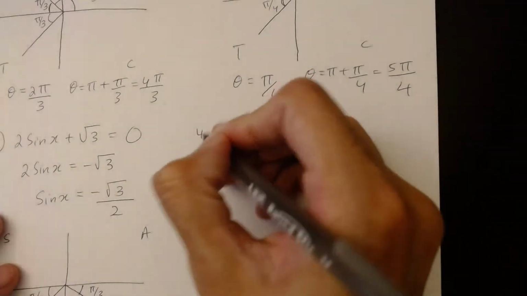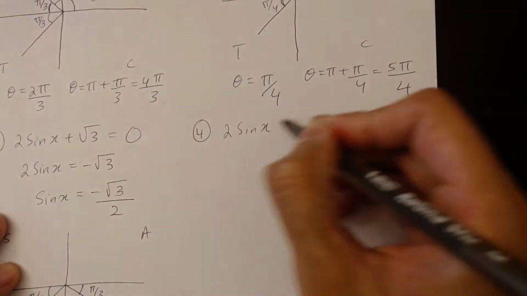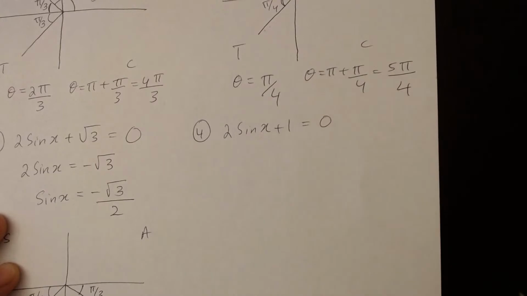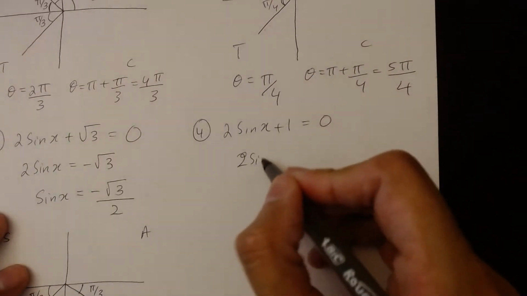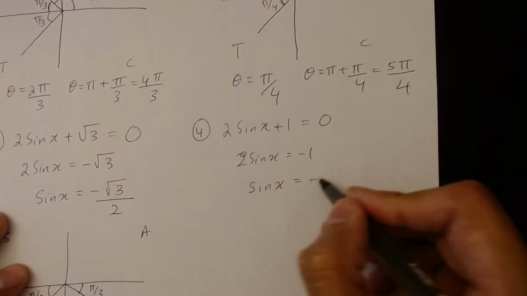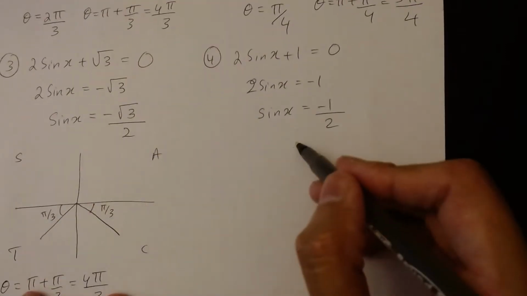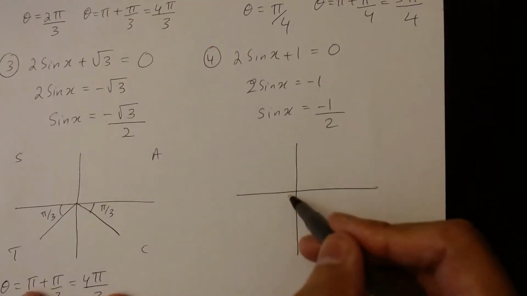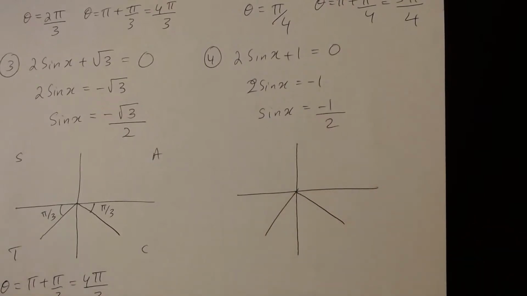Fourth question, pretty similar to this one. 2 sine x plus 1 equals 0. I'm going to move the 1 to the other side. So 2 sine x equals negative 1. I'm going to divide by 2. So sine x equals negative 1 over 2. Again, this is similar to this one. I know that sine is negative in the bottom two quadrants. I'll do the sine inverse of 1 over 2 in my calculator.